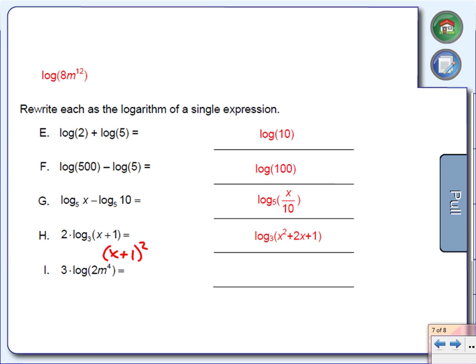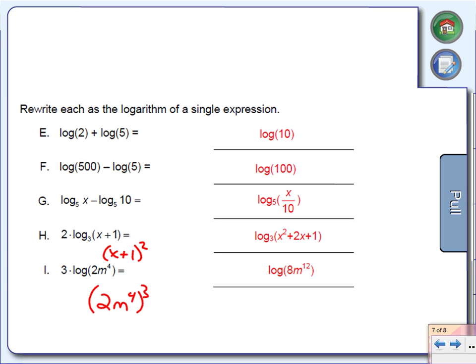And I is very similar to H, except this time the 3 that we're multiplying by now becomes the exponent. So what do I get when I take 2m to the 4th power to the 3rd power? I get this thing right here. Notice how 2 to the 3rd power would give me the 8. Notice how 4 times 3 gives me this 12 right here. We okay? You with me?